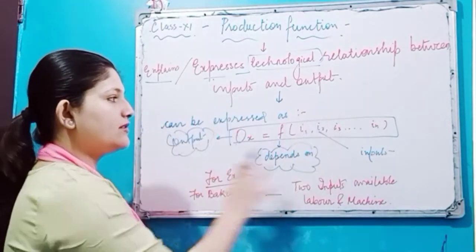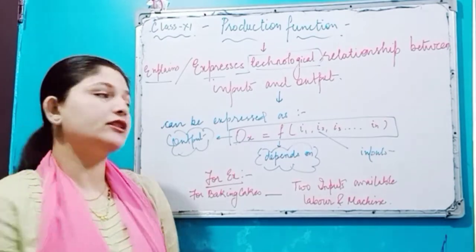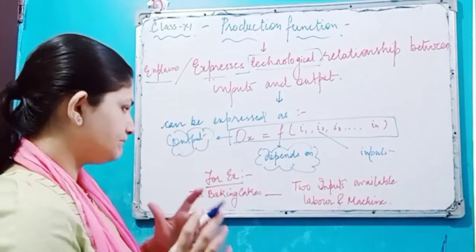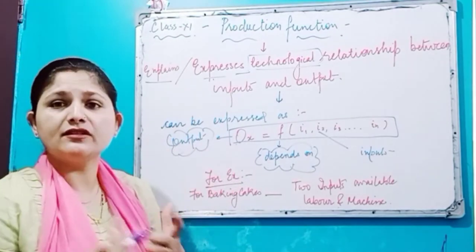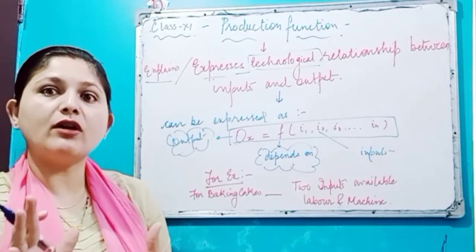What is this equation basically telling you? That X commodity's production depends on these inputs. Okay, suppose we are given a certain situation and we are asked to give an equation for it, how are we going to do it?